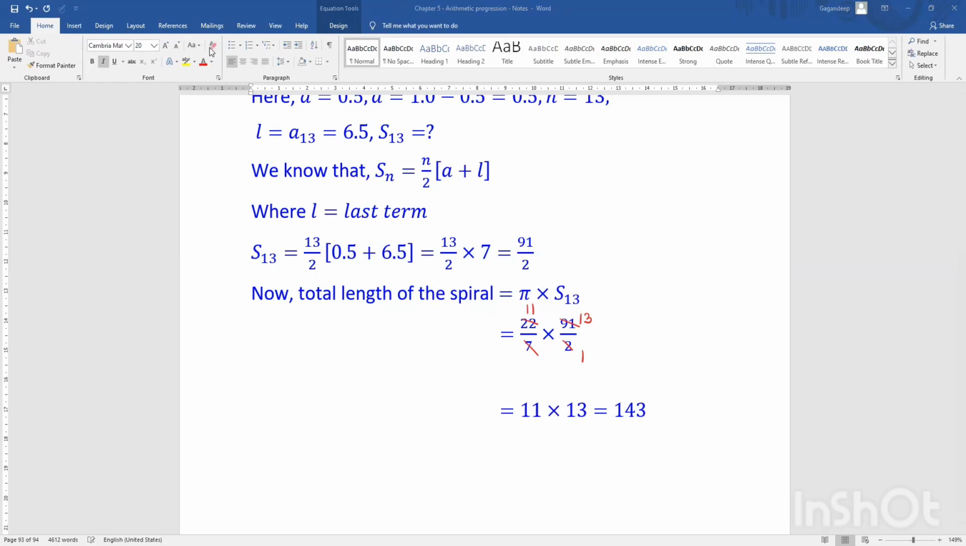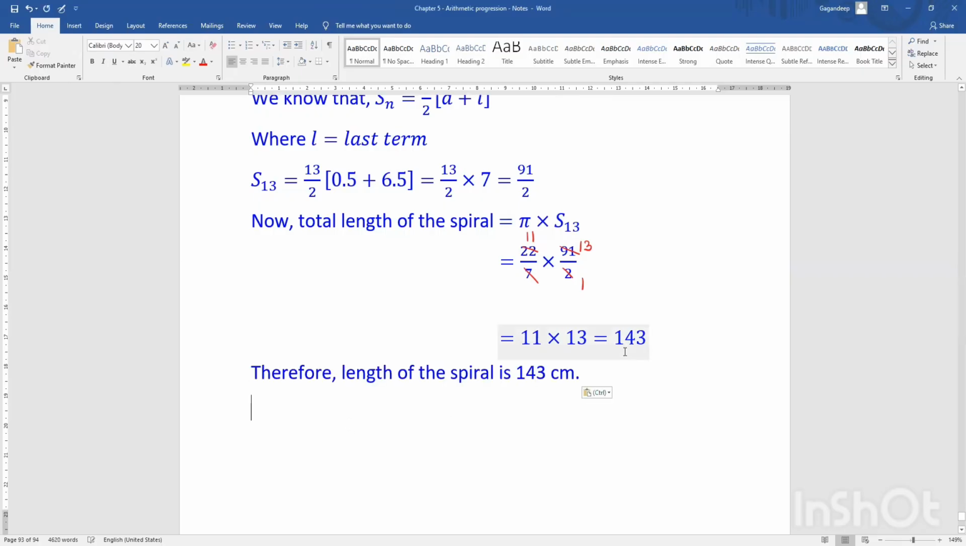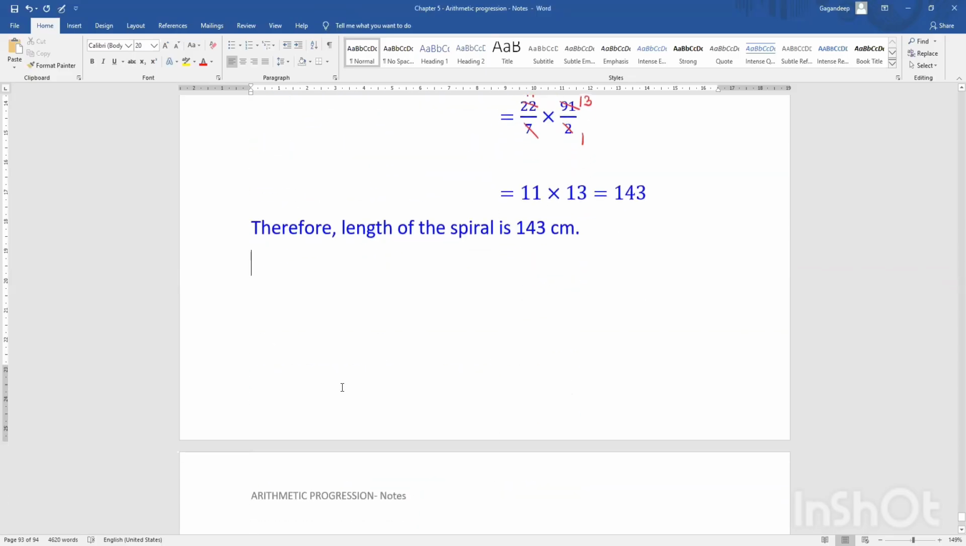Therefore, the length of the spiral is 143 centimeters. Okay. Because the unit is centimeters only, write it as centimeter.